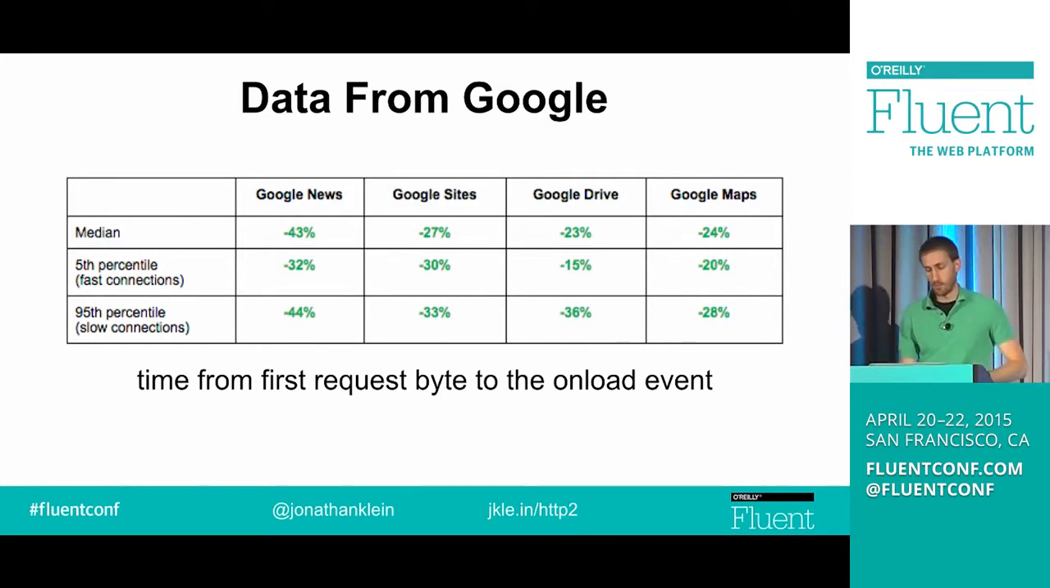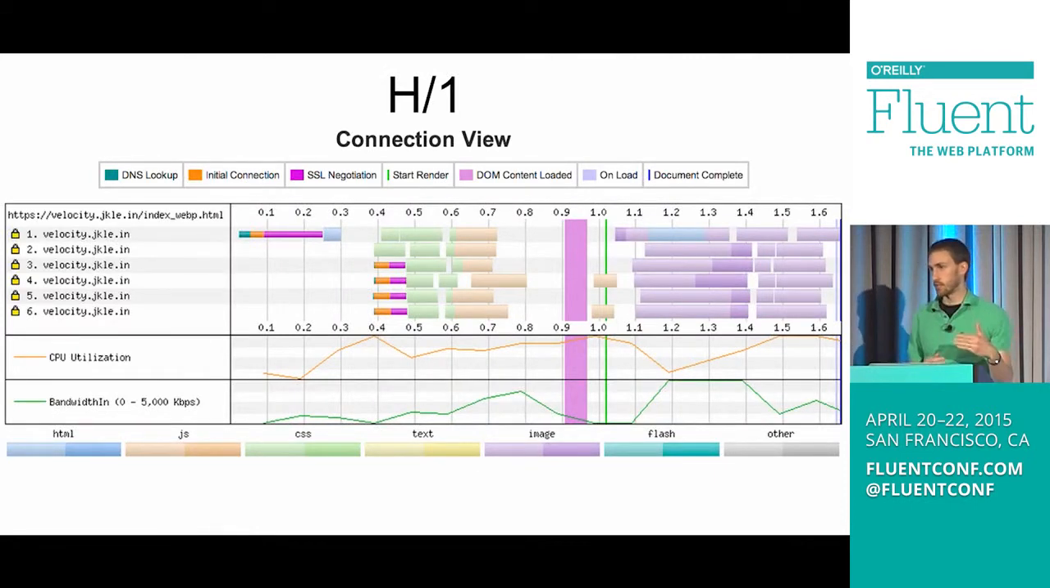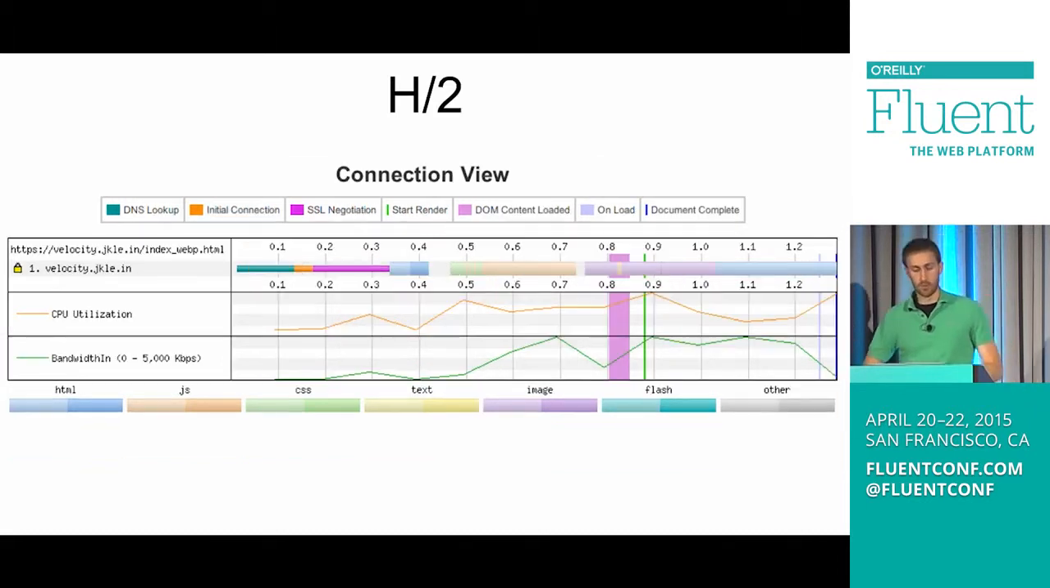I also ran a test with a simple e-commerce template from a framework, and we can look at the connection view in WebPageTest to see how this did. So this is in H1. We can see those 6 connections being made. All the resources are served from the same domain. 6 connections, and then you can see the graph at the bottom where it shows bandwidth usage and then CPU usage. In the H2 world, we drop down to 1 connection.